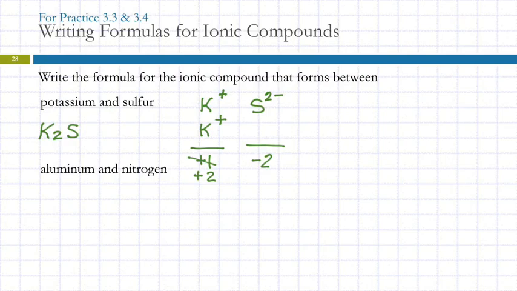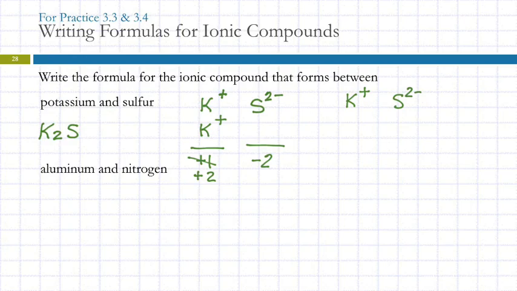Have you heard of the crisscross method? Students tend to like the crisscross method, and it works like 90% of the time. Occasionally it'll get you into trouble, but I'll show it to you anyway. So here I've got K plus and S2 minus. The most important first step that will save you from getting into trouble most of the time: look at the charges. Are they the same? No. If they are the same, you don't need to do anything, just shove them together and go on. They're not the same, so we could crisscross.